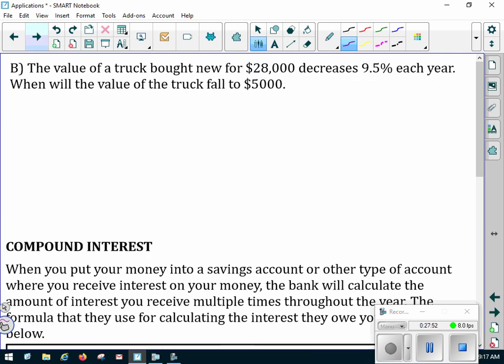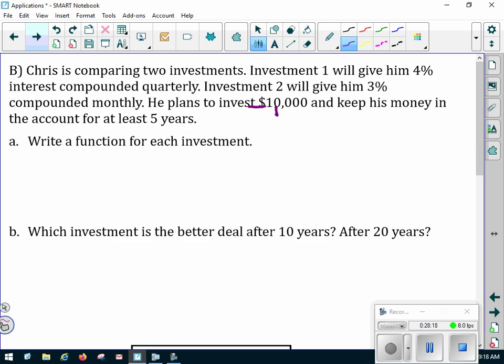Here's the truck. Now, the value of a truck bought new for $28,000, that's called no bells and whistles, right? Decreases by 9.5% a year. When will the value of the truck fall to $5,000? All right, let's do our formula. Am I going to use plus or minus? Minus.